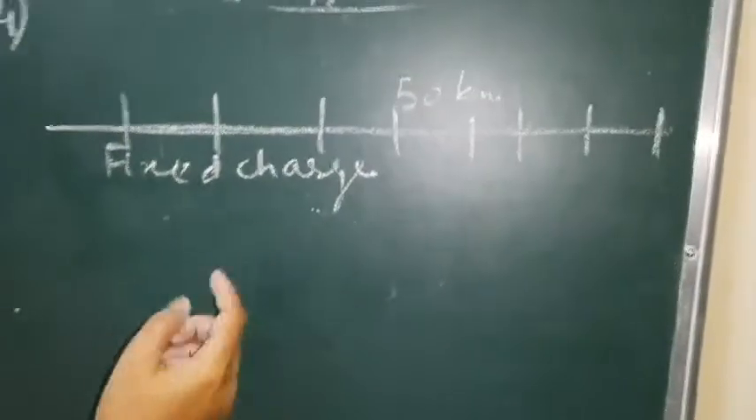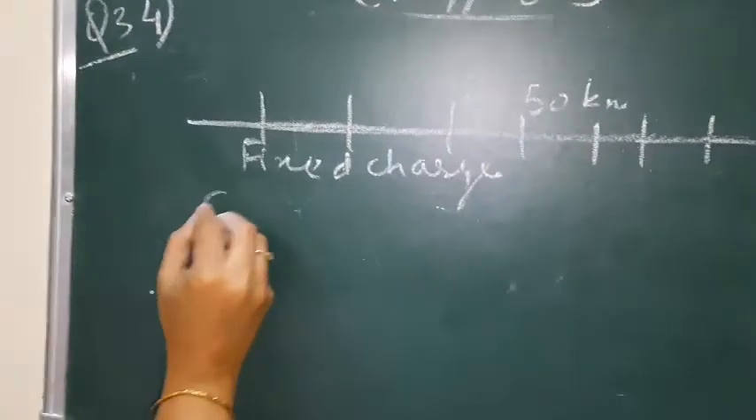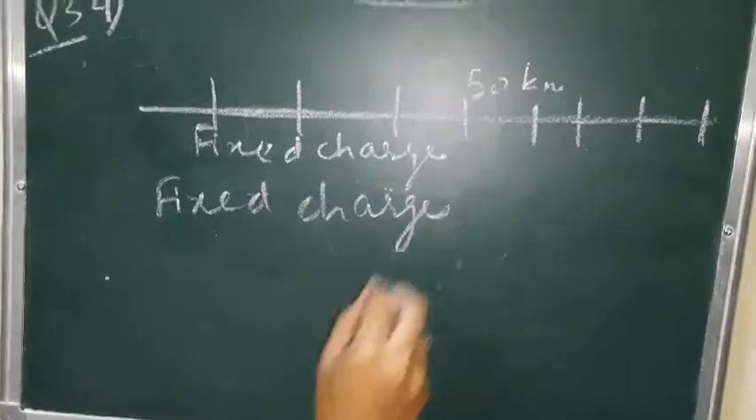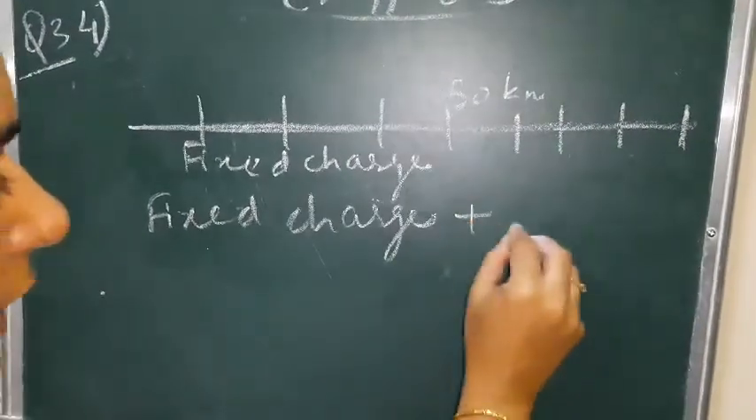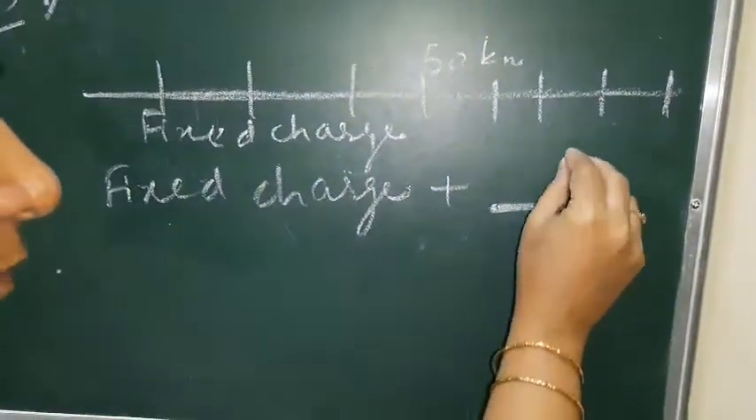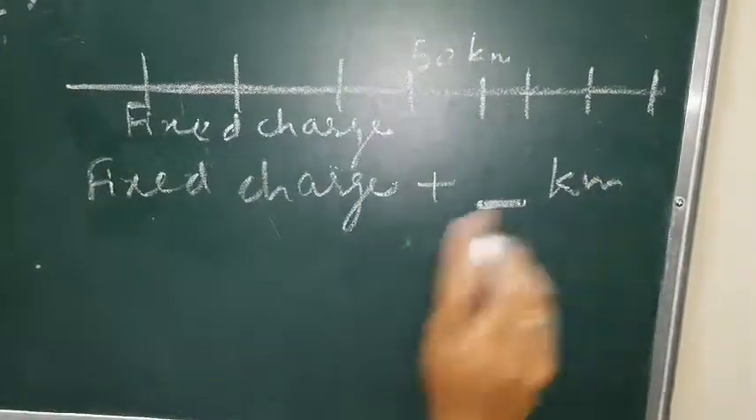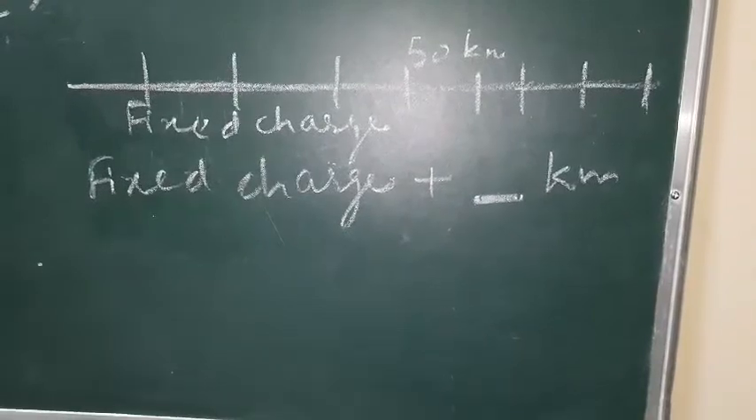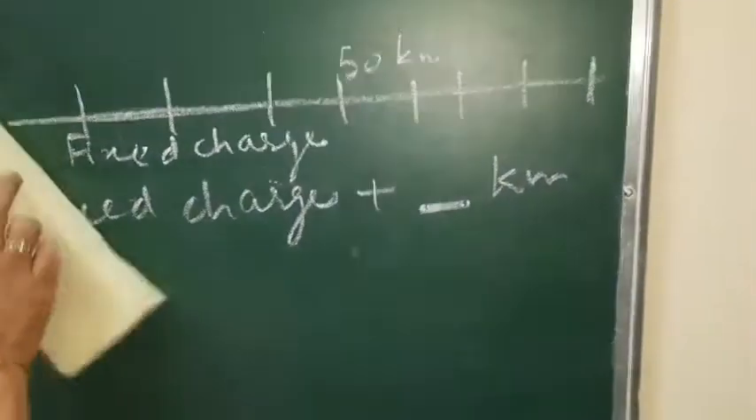So whenever we hire a taxi, there is a fixed charge, and afterwards, according to the number of kilometers you move, you have to pay that much money. Whatever kilometers you move, accordingly you give more additional charge for it. So this is the meaning of the question. Now we will read the question.